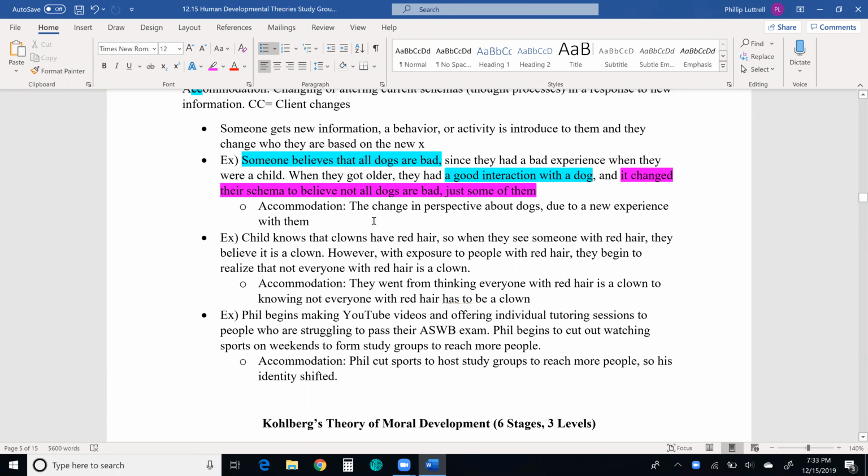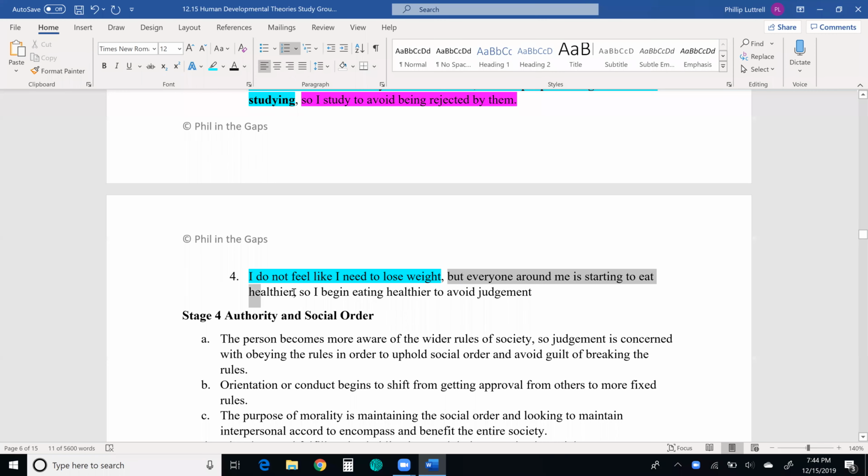A fourth example: I do not feel like I need to lose weight, but everyone around me is starting to eat healthier, so I begin eating healthier to avoid judgment. I do not feel personally that I need to lose weight. Everyone around me is starting to eat healthier, so they're making changes I have not. So I begin to eat healthier to avoid getting rejected or judged by them in that environment. I am sacrificing what I think and what I believe to get acceptance from them in some way, shape, or form.